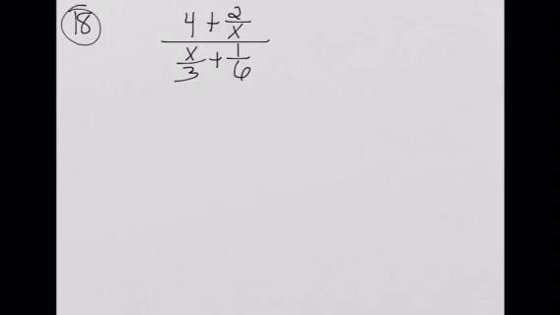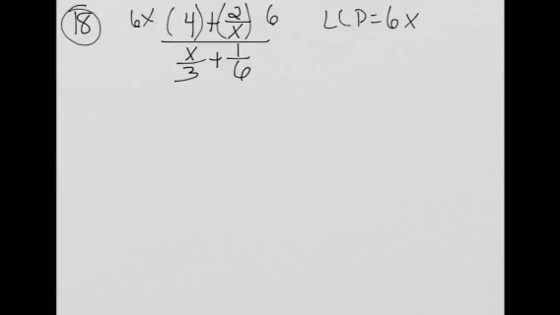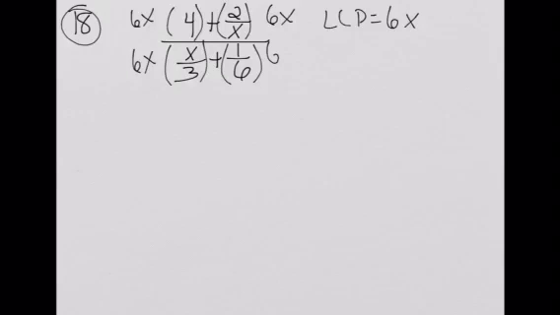Alright, so with number 18 here we have our complex fractions, and so I'm going to use the LCD method to solve this. And so the LCD of all my denominators of 1x, 3, and 6 turns out to just be 6x. And so now we're going to multiply everything by 6x. So multiply my 4 by 6x, the 2x by 6x, x over 3 by 6x, and then lastly the 1/6 by the 6x. And so what we get is 6x times 4 is 24x.